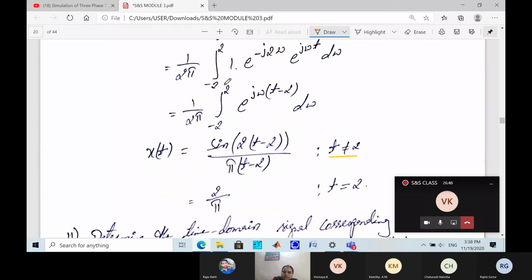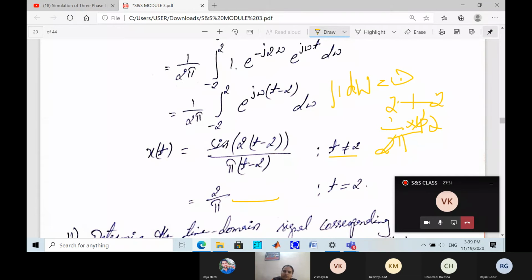Then, when it is 1, the integration of 1 into d omega is nothing but omega only. When I substitute the limits, you get 2 minus of minus 2, which is plus, so you get 4. That 4 is multiplied with 1 divided by 2 pi. If I cancel 2 here, you will get 2 by pi when t is equal to 2.